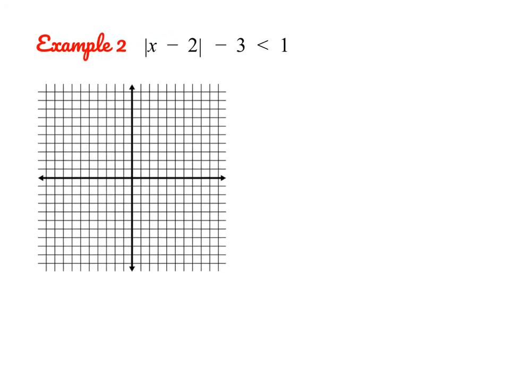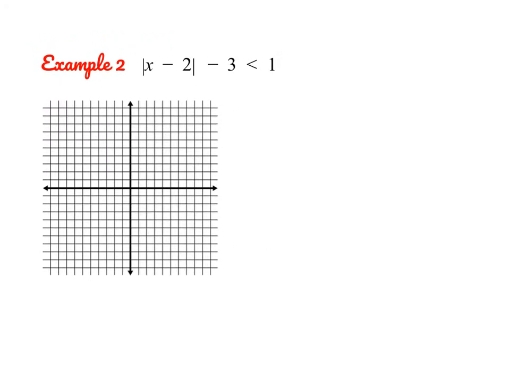Okay, let's try another one together. So again, we're going to graph this part and this part separately, and then we're going to look to see when this absolute value part is less than the 1. So let's start with the absolute value. So we'll do y equals the absolute value of x minus 2 minus 3. So this has a vertex at positive 2, negative 3.